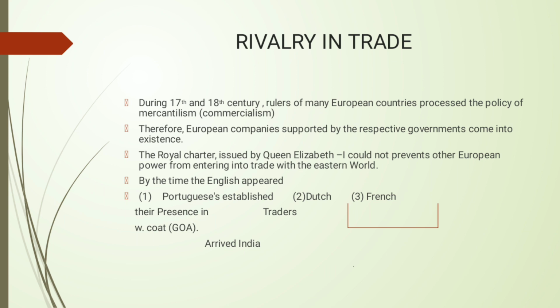So she could not prevent the other European powers from entering into the trade. At that time, by the time English people appeared over here to trade, the Portuguese had already established their presence in the western coast of India, especially in Goa. Later on, even the Dutch came to India, then French traders also arrived. So there were many companies here to trade with the people of India.